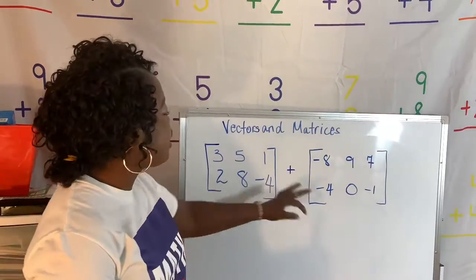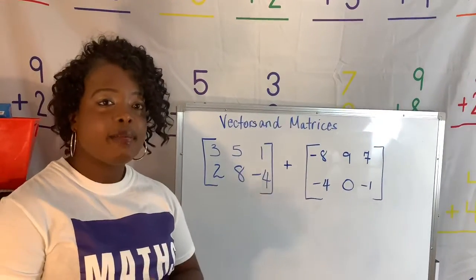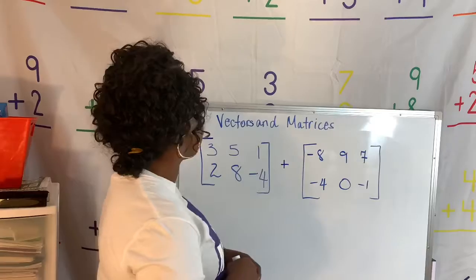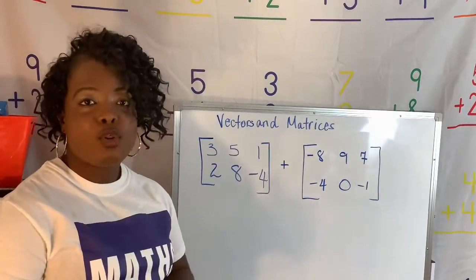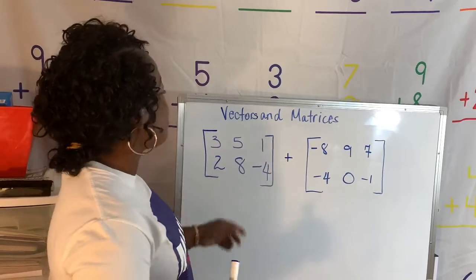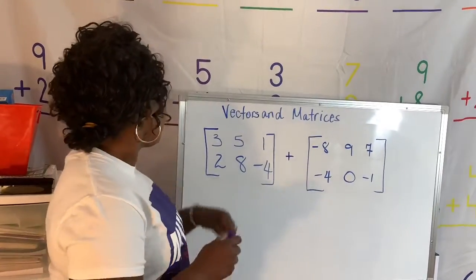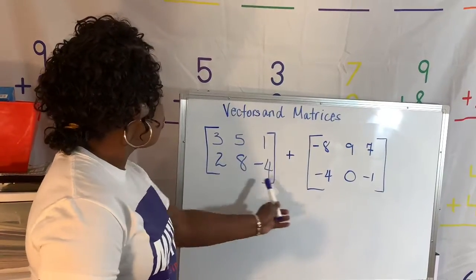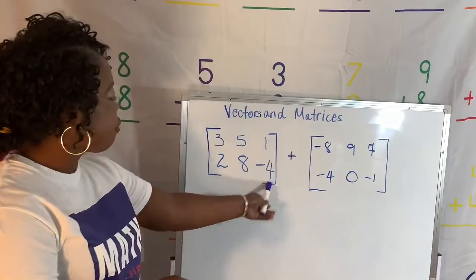Now let's go ahead and take a look at these two matrices that I have here. Again, the first thing that we need to do is name the matrix, or write the order of our matrix. So again, we look at the rows and the number of columns that we have. We have 1 row, 2 rows, and then we have 1, 2, 3 columns.